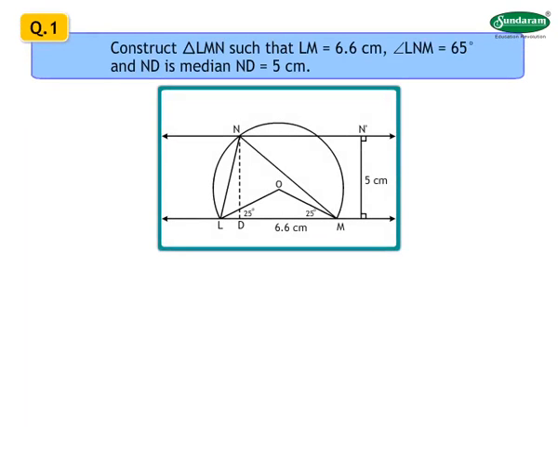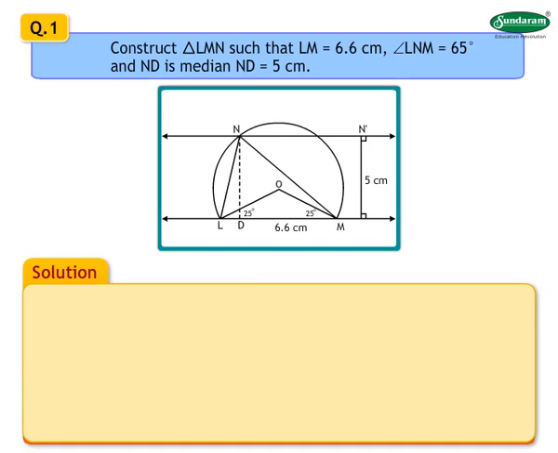Question 1. Construct a triangle LMN such that LM is equal to 6.6 centimeters, angle LNM is equal to 65 degrees, and ND is median. ND is equal to 5 centimeters. Solution. Let O be the center of the circle. It is given that angle LNM is equal to 65 degrees.